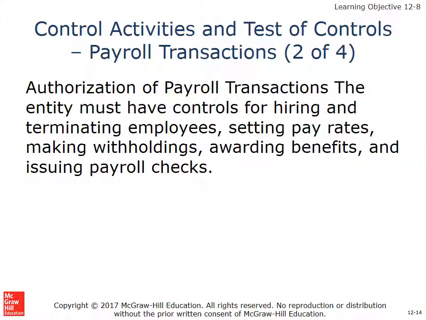Payments made to valid employees who have not worked. So we're looking at an activity, initiation of changes in employment status, being made when the person leaves the company. And then we would review and test the entity's procedures for changing employees' records to make sure that type of stuff is happening. Authorization of payroll transactions. The entity must have controls for hiring and terminating employees, setting pay rates, making withholdings, awarding benefits, and issuing paychecks. So we may want to review and test their authorization procedures for each of those points.